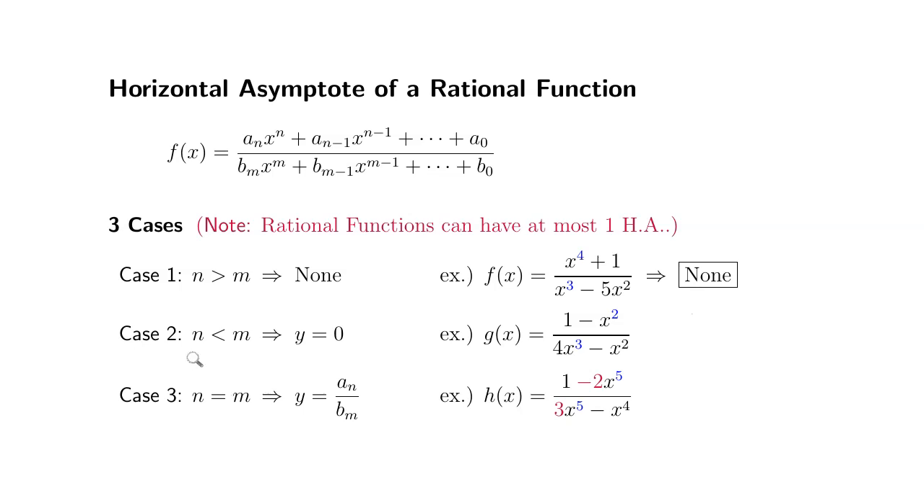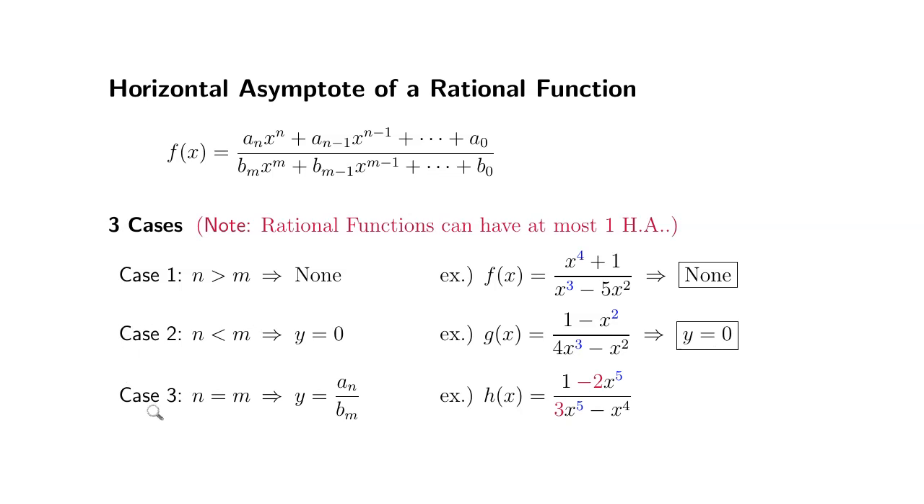Here's case 2. If the degree on the bottom is now higher than the degree on top, then y equals 0, which is the same thing as the x-axis, is the horizontal asymptote. Here's an example: g of x equals 1 minus x squared over 4x cubed minus x squared. The degree on top is 2 and the degree on the bottom is 3, so the degree on the bottom is higher. Therefore, the horizontal asymptote is y equals 0. So those are the simpler cases.